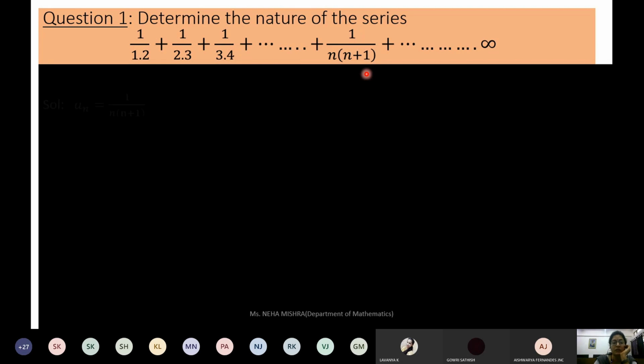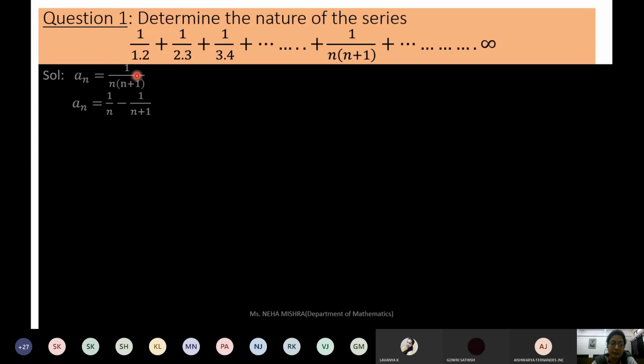So first, I'll write my an. What is my an? 1 by n into n plus 1. Then this can be written like this. Did you understand till here? Did you understand the second step? How many of you didn't understand the second step?